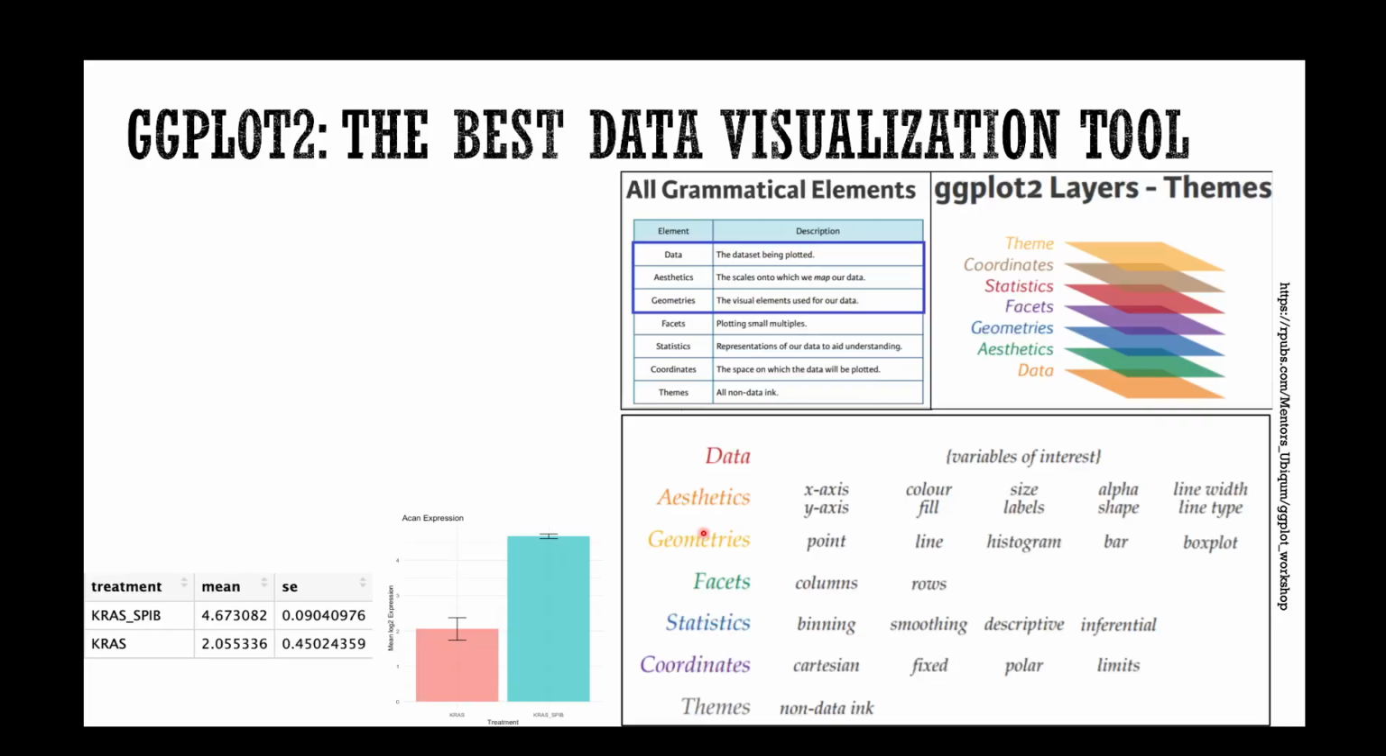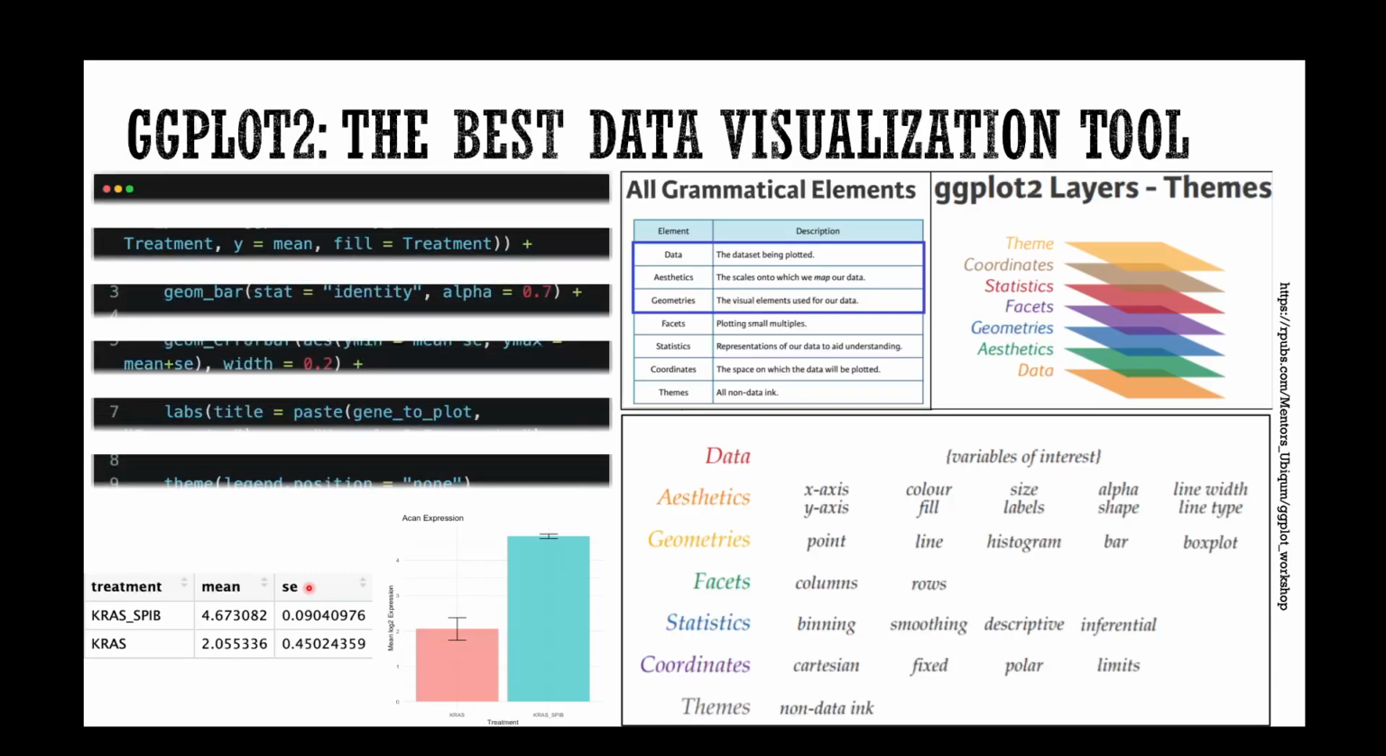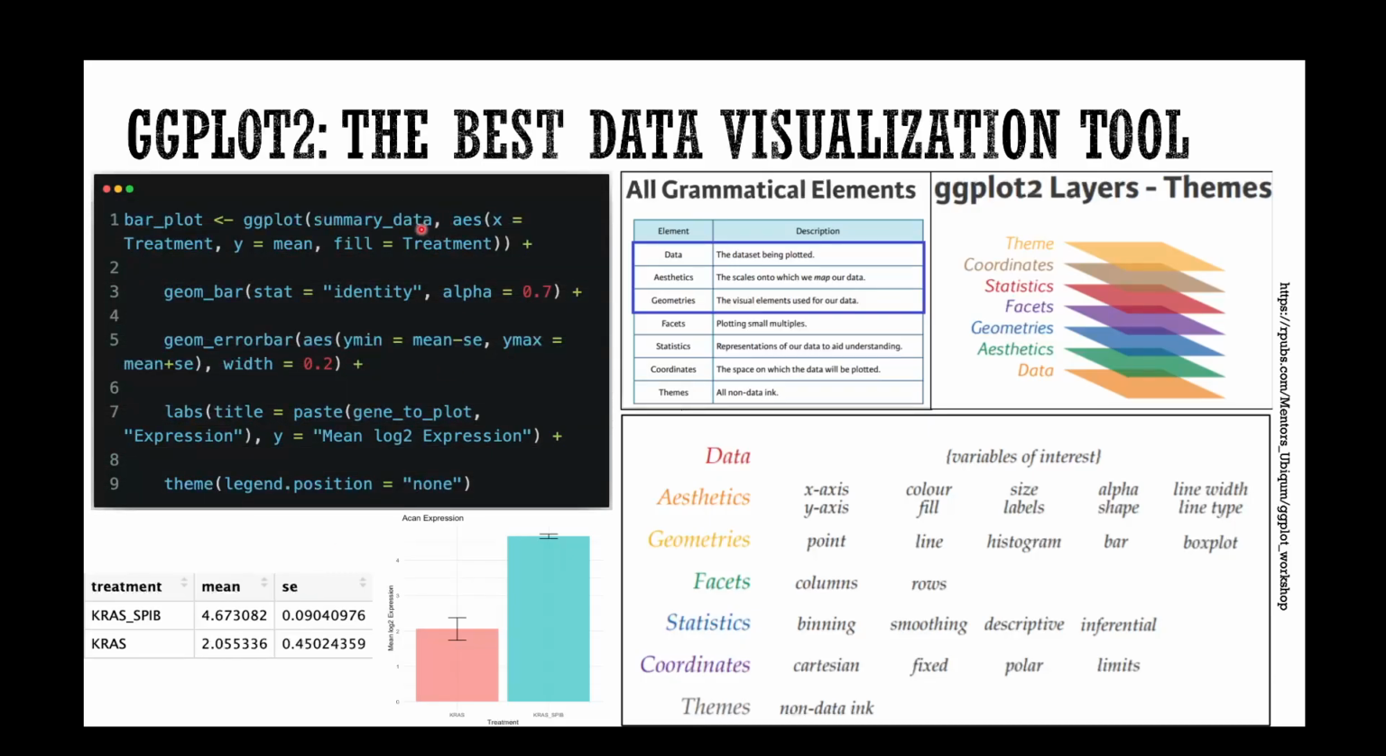Here is an example of making a bar plot using ggplot2. Bar plots show the average of groups. In our case, we're plotting the average expression of a gene. As a data scientist, our first step is always to prepare the data. So for this case, we need a data table with 3 columns: treatment column, mean column, and standard error column. Once we have this data table, we add it to our first layer.